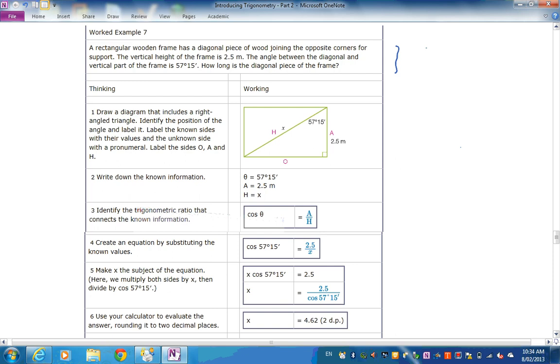We'll talk about that in a minute. How long is the diagonal piece of the frame? Well, we're trying to get a strut in here to stabilise it. So we need to have this sort of picture. We put in the angle, and what other information? We know that the height of it is 2.5. So can we work out the length of the diagonal?